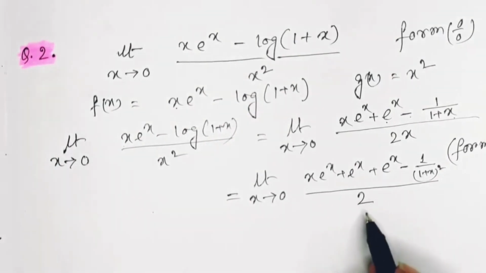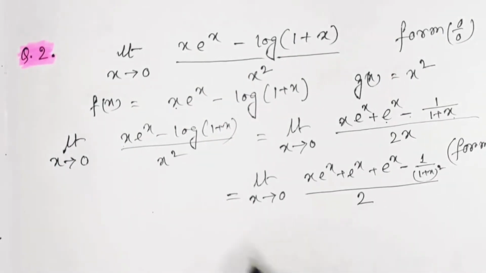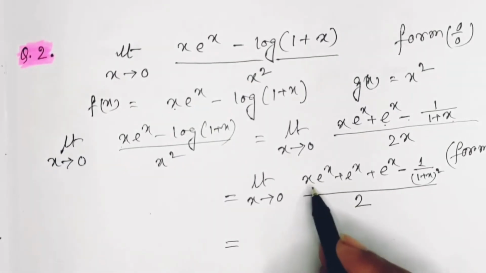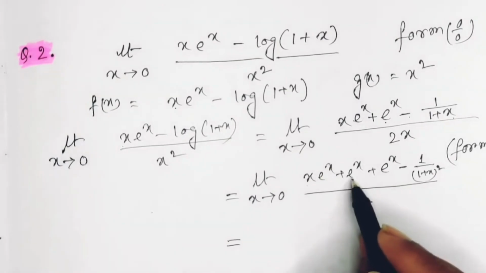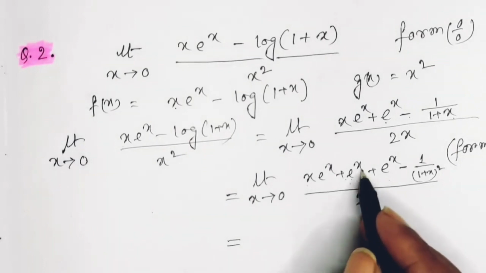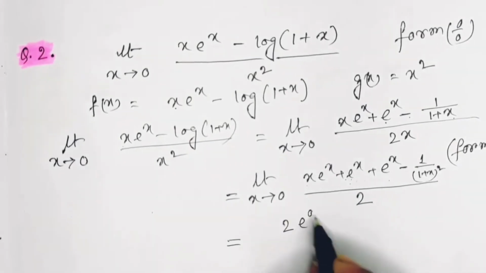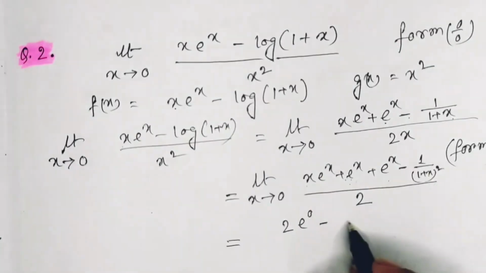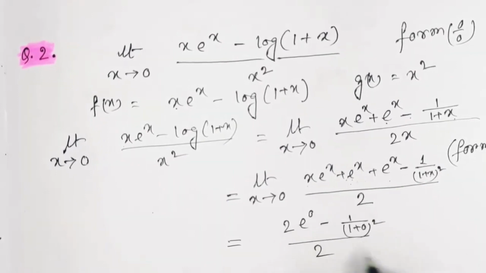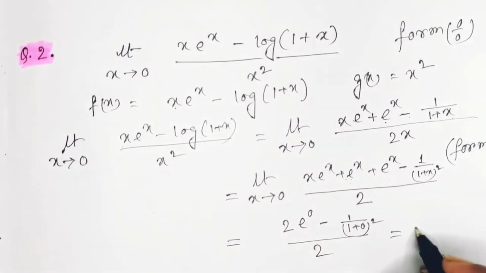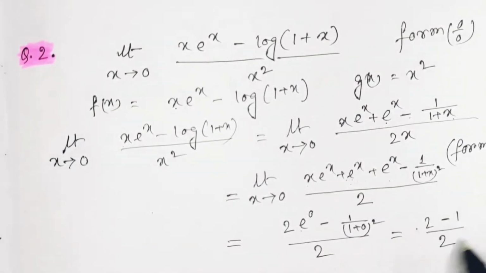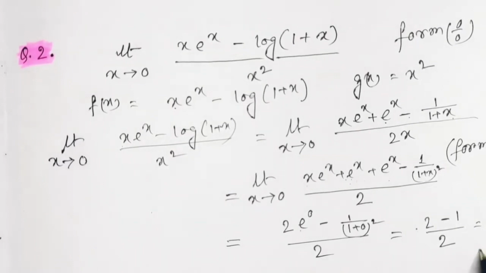So definitely it is not equal to 0, so we should stop our process here, and if we substitute the values, here it is 0, then this part is 0, and here it is 2 into e to the power x. So it is 2 into e to the power 0, and here, if we substitute 0, it is 1 divided by 1 plus 0 its whole square, all divided by 2. That means it is 2 minus 1, divided by 2, so it is 1 upon 2. So this is our answer.